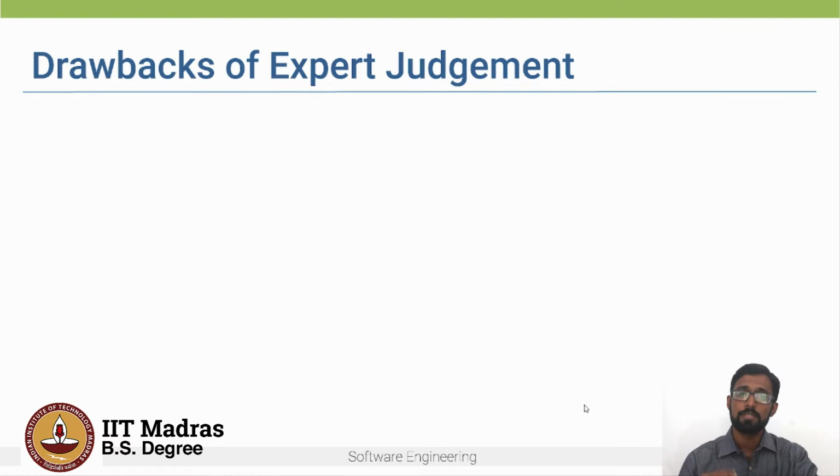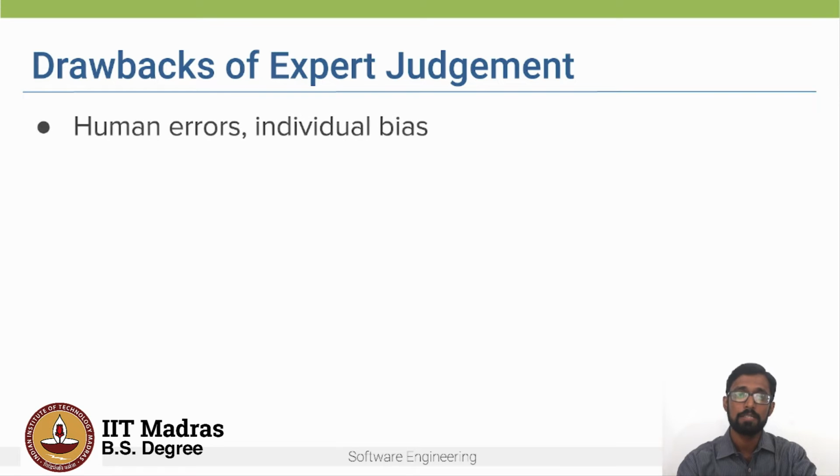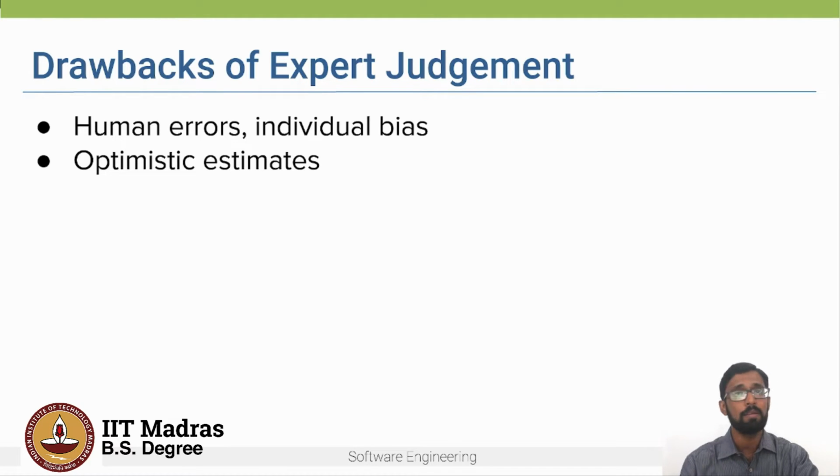Okay, so now let's look at some drawbacks of expert judgment. One is that these experts are humans and hence they can make errors. They can have individual biases towards a particular technology or a particular framework. Because of this, they might give optimistic estimates based on their expertise. And maybe if they want the contract to be won, they might give even more optimistic estimates.